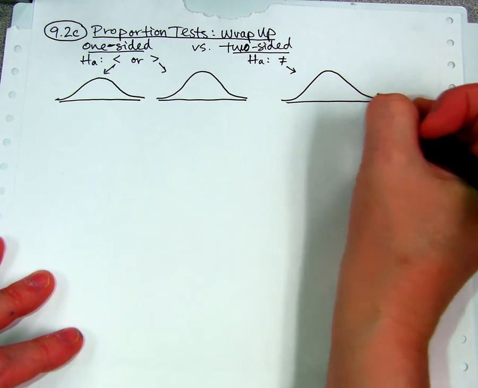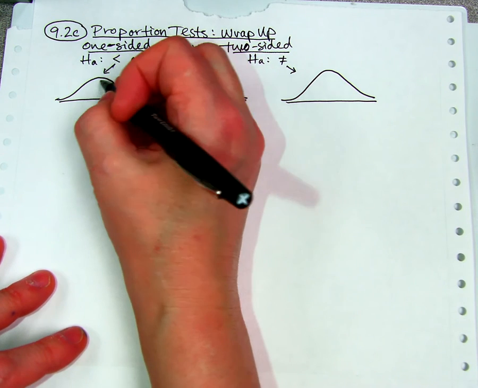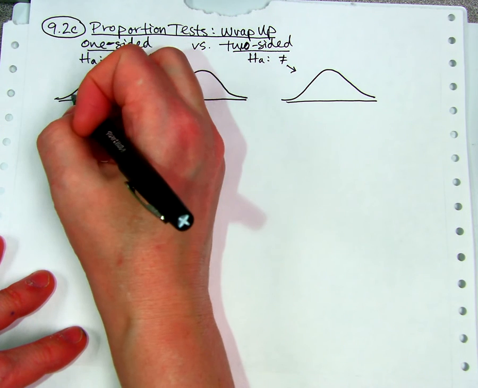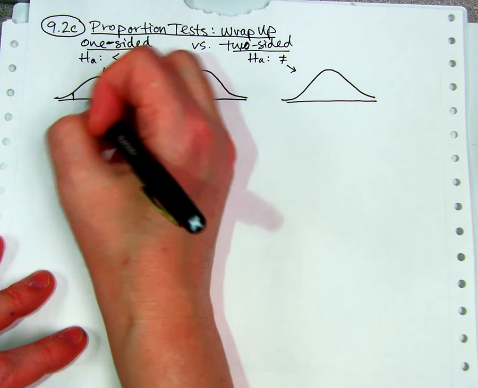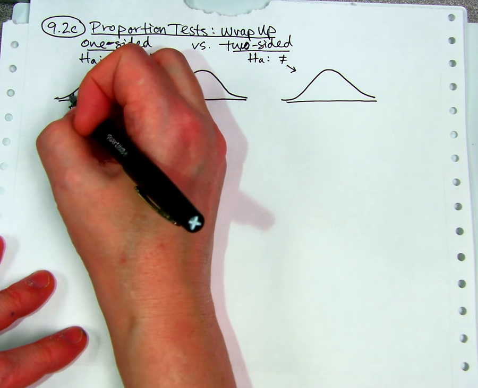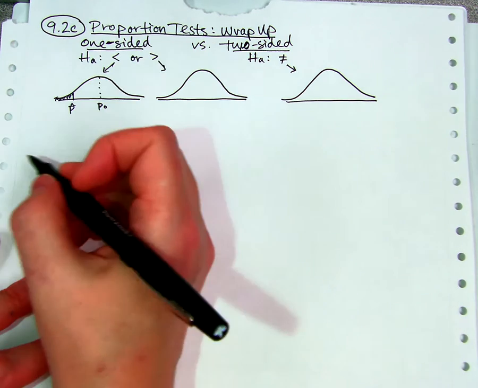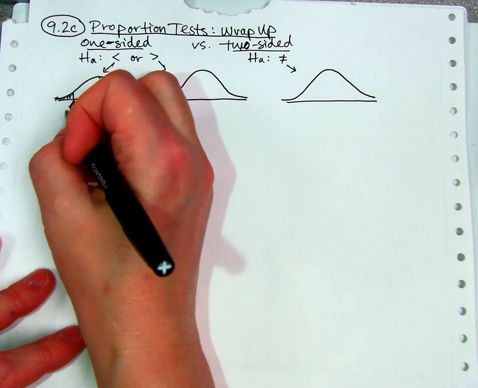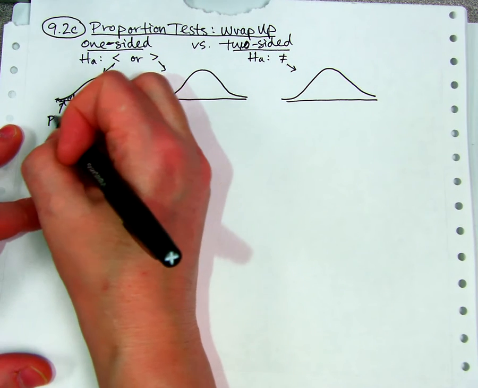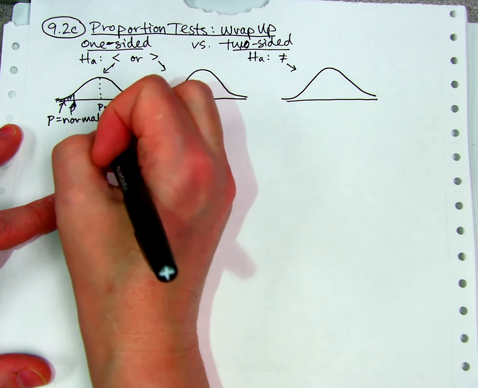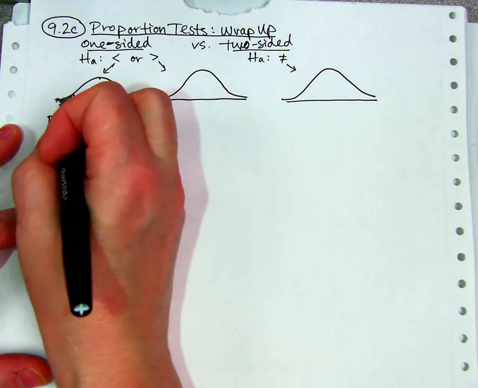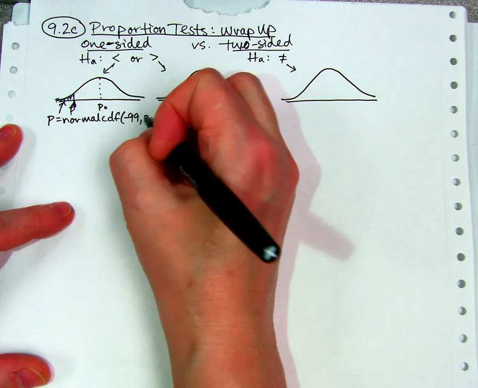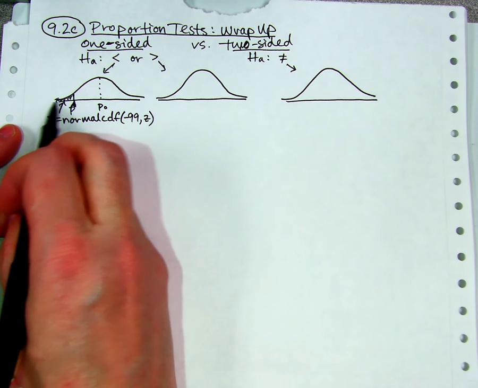So what's actually happening here? If it's a less than, then we think that our P0 is too high and we suspect it might be lower than that. So we're expecting our p hat to come out down here somewhere. And that means we're going to be finding this little area that is the probability of getting a p hat this much or lower, because it's less than. So for this, the P-value is this little area, which is normalcdf. And we would go from negative 99 up to whatever our z-score is, because we're talking about this area over here.